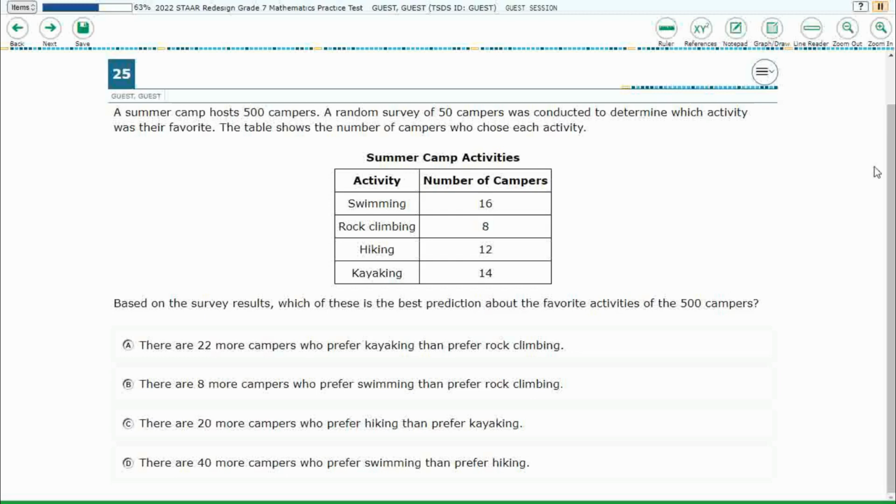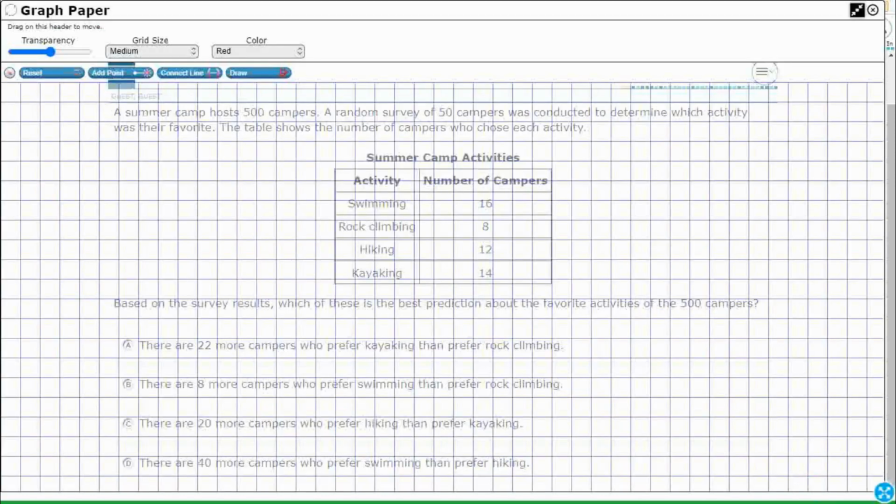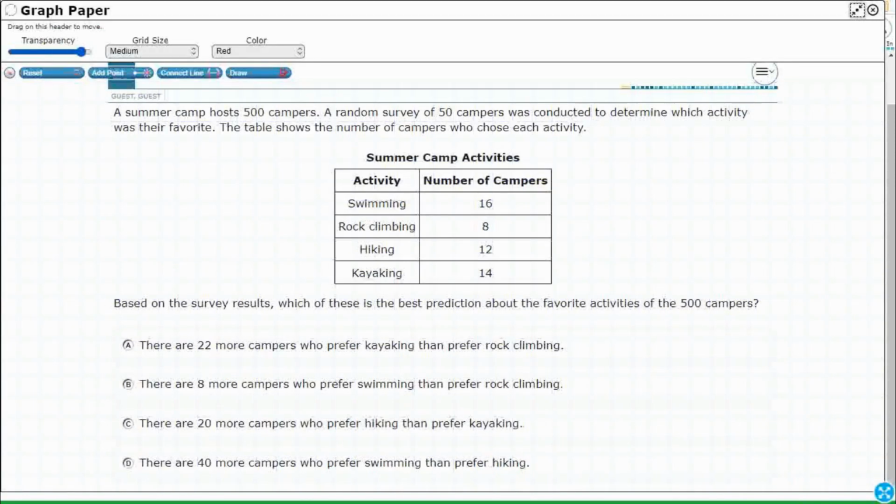Randomly surveyed 50 campers to determine which activity was their favorite: swimming, rock climbing, hiking, and kayaking. So we need to make a prediction based on these results about the favorite activity of 500 campers. So it is a prediction, doesn't need to be 100% accurate, but we did take a survey of 50 of the 500 campers, and so we can actually make some predictions there.